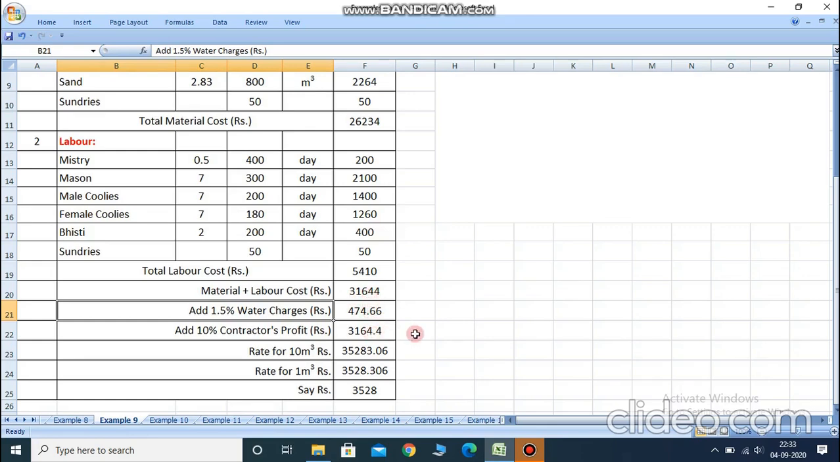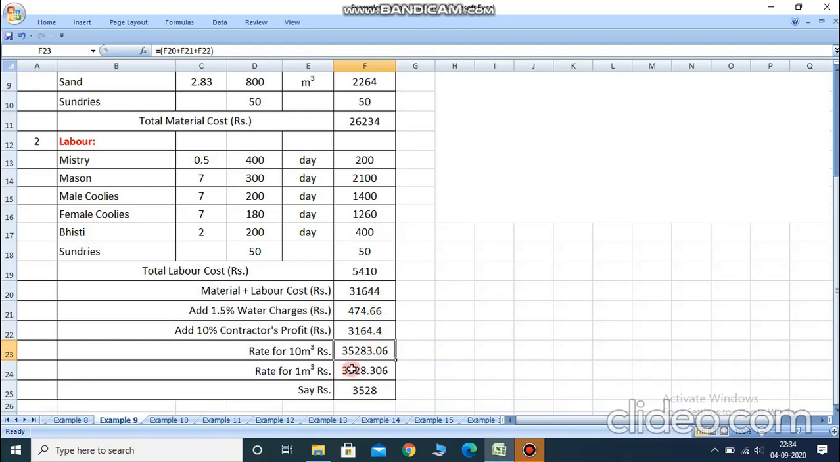So we got the answer: 3,164.4 rupees is the contractor profit. So here, for 10 meter cube brickwork, the total rate is the material cost, labor cost, water charges plus contractor profit. So we got the final answer: 35,283 rupees and 6 paisa.